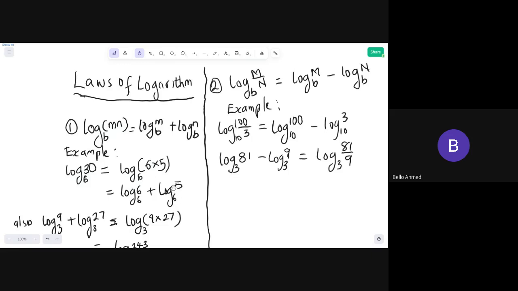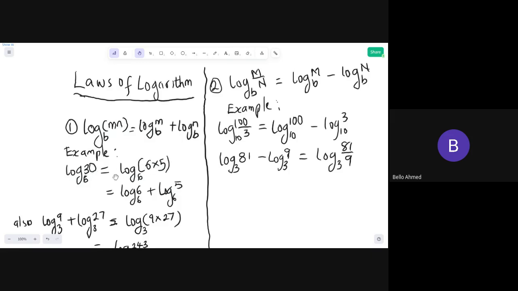So that is what we are actually doing. This multiplication is simply turning to this addition. So please try to remember this law. Don't forget that we have to break down to make sure that it fits this law. Mn means you are multiplying two numbers. So that's why we have to break down 30 to 6 times 5.